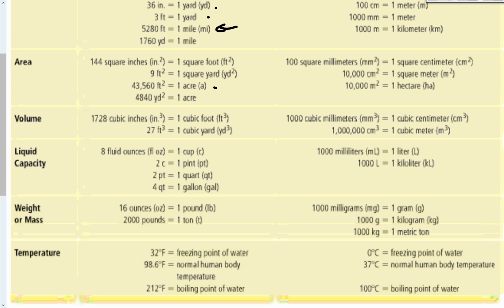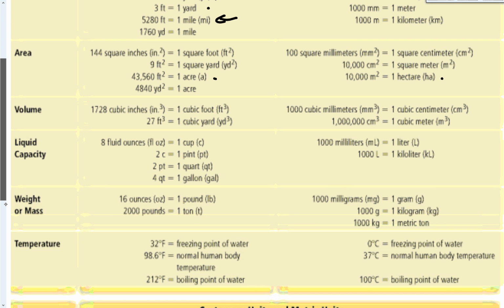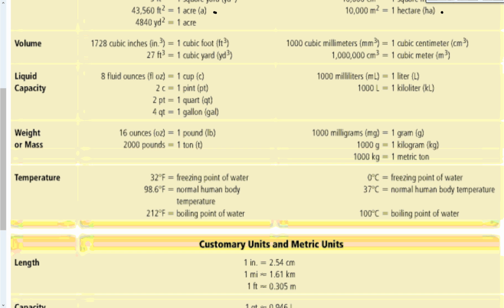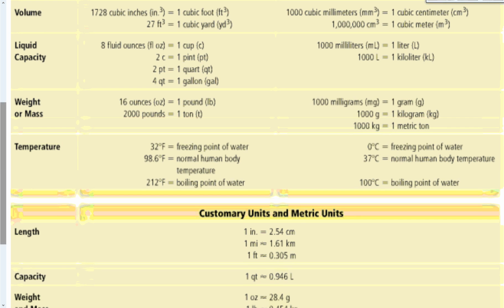And when we talk about the same sort of space in metric, it's called a hectare. Okay, so we have that right there. Okay. Volume, not super useful. Liquid capacity, you should kind of know a few of these: there are 8 fluid ounces in a cup, 2 cups in a pint, 2 pints in a quart, 4 quarts in a gallon. Okay, if you ever go to the supermarket, you should recognize some of these things when you're buying any sort of liquid.